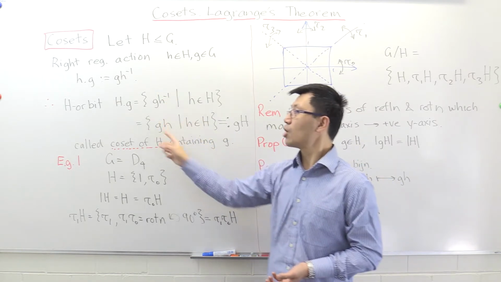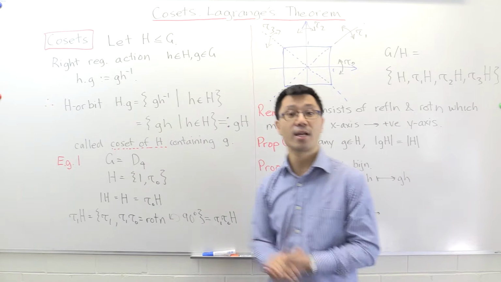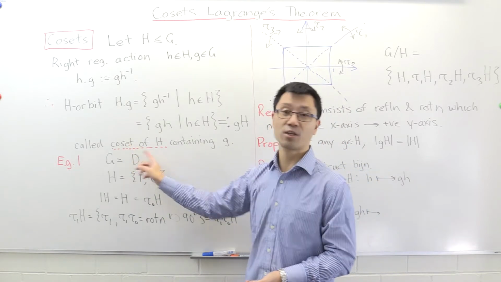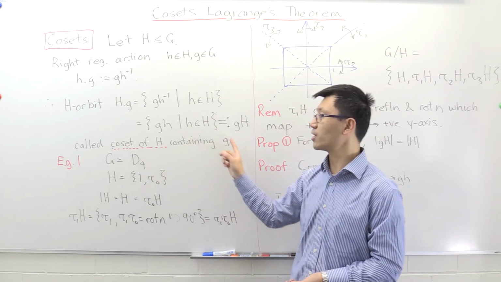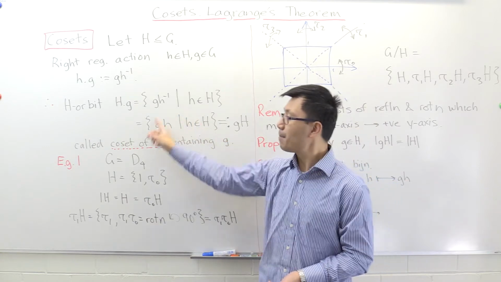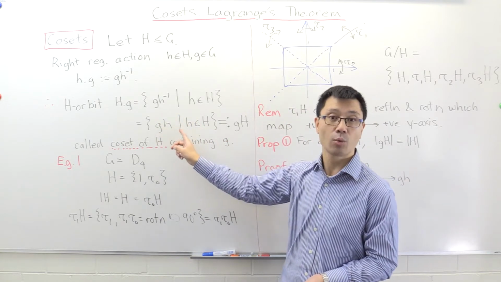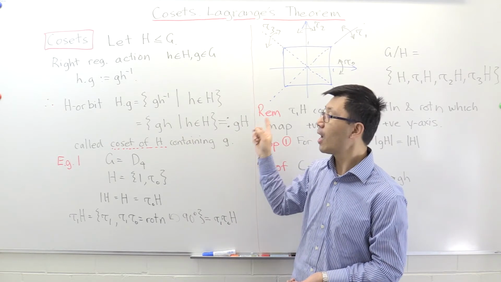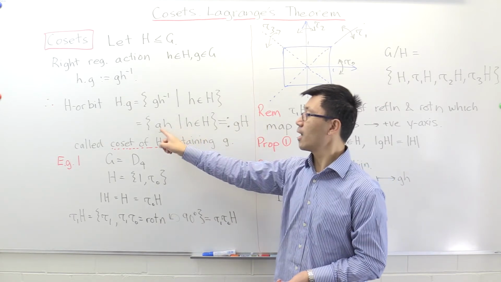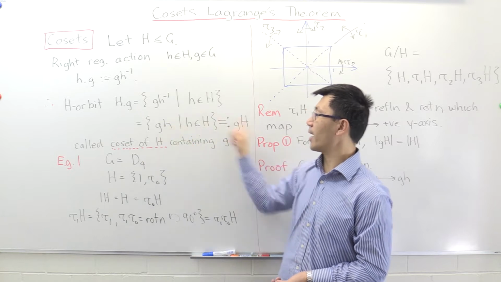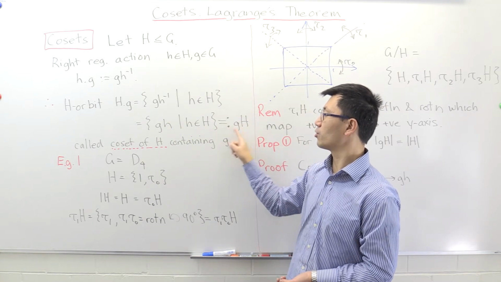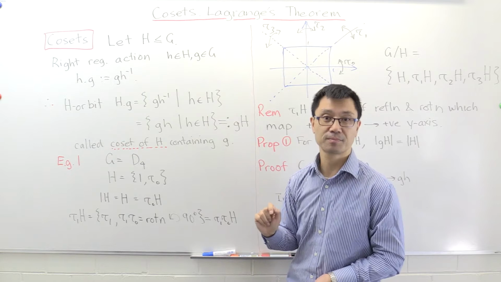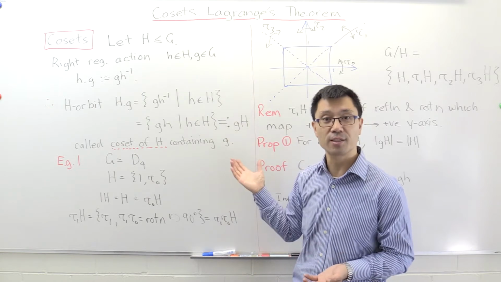So this is a very, very important H orbit. It's called a coset of H, and it's the coset of H containing g. Because it's the set of all these elements, we will write it in this notation, which is the standard notation for a coset. It's little g and a big H, in other words, the set of all little g times little h's here. And that's our notion of a coset.